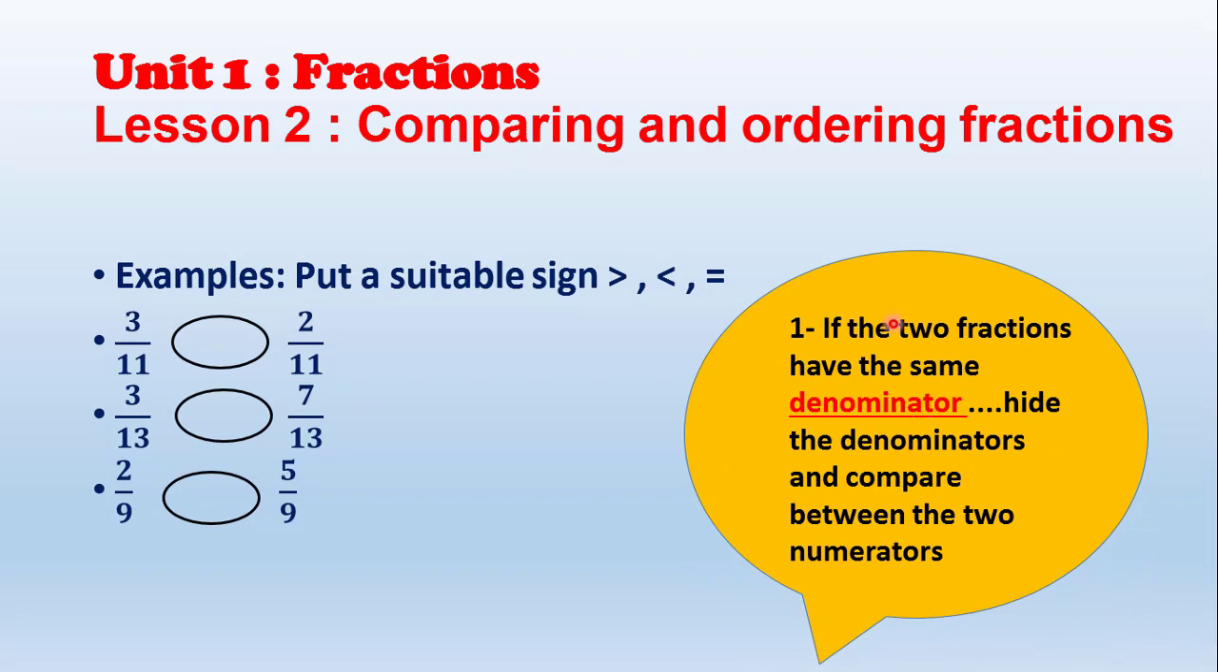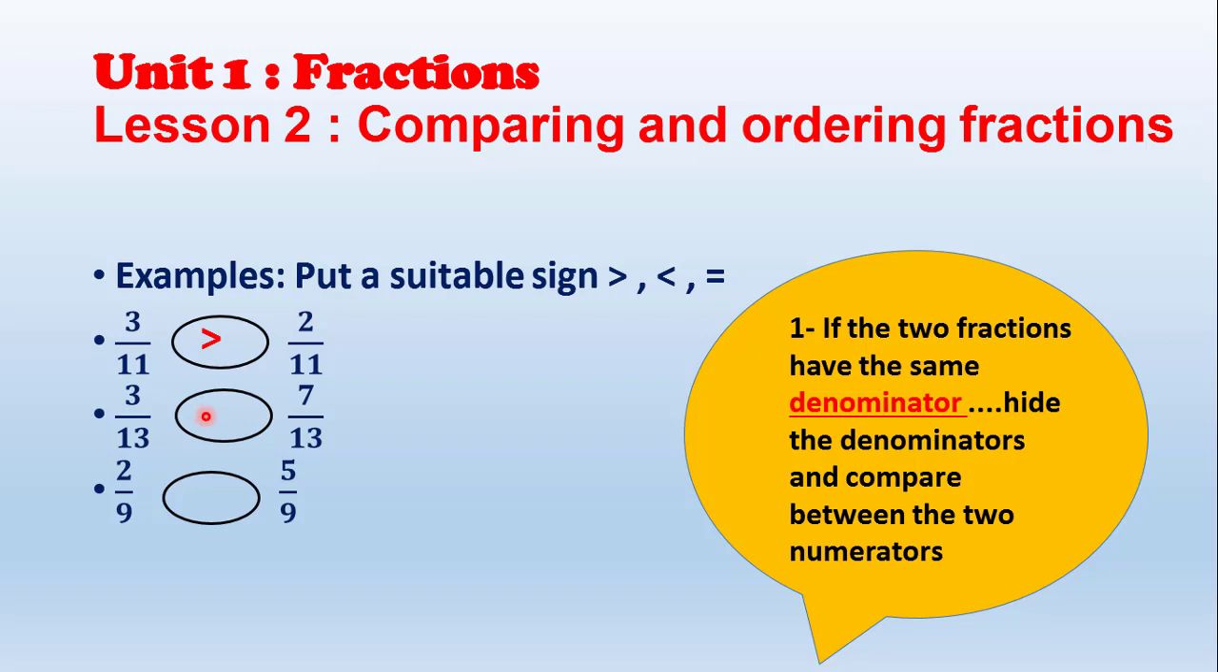So, if the two fractions have the same denominator, we will hide the denominator and compare between the two numerators. Let's take some examples. Put suitable sign greater than, less than, or equal. The first one here is 3 over 11 and 2 over 11. Okay, we have the same bottom number, so hide it. Then compare between 3 and 2. So 3 over 11 is greater than 2 over 11.